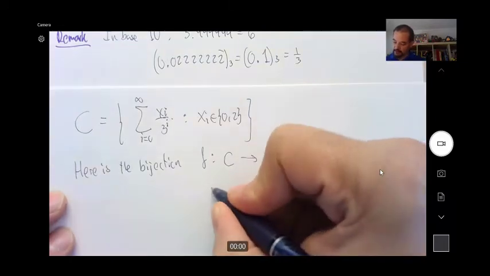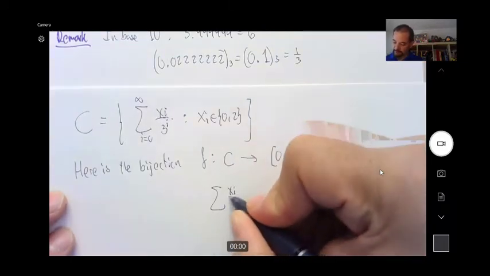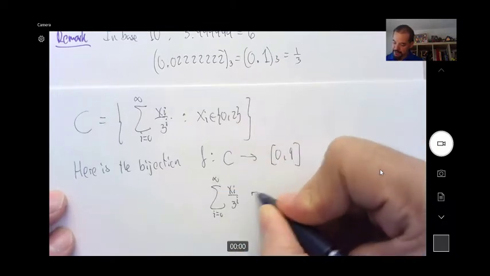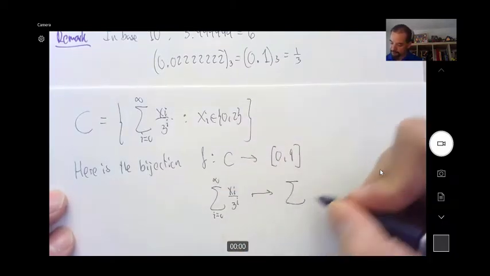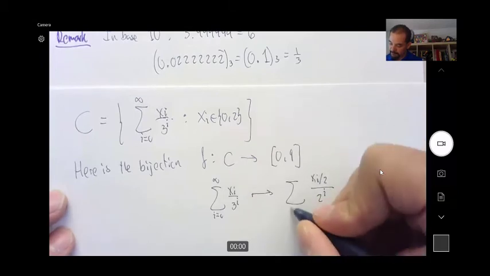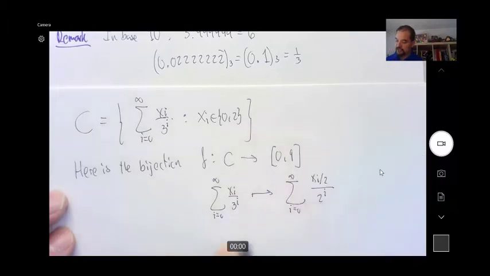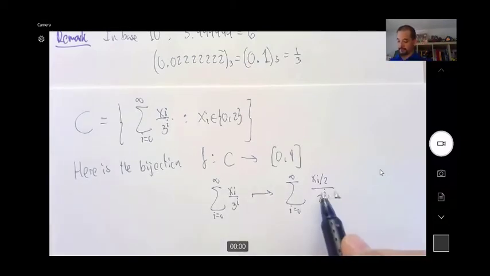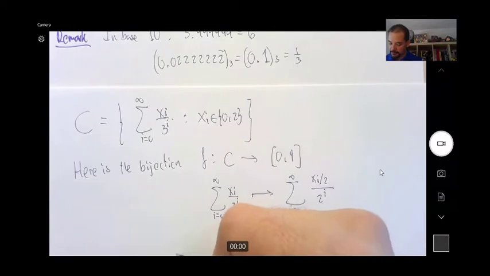Here's how we do it. Every time you give me a number like this, I send it to this one, the sum of xi over 2, divided by 2 to the i. In other words, I change all the 2s to 1s, and then I write it as if it was binary. Does that make sense? Every number that you give me in the Cantor set is only made up of 0s and 2s.